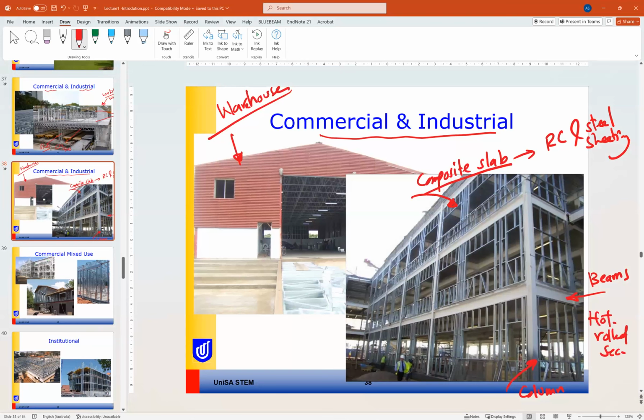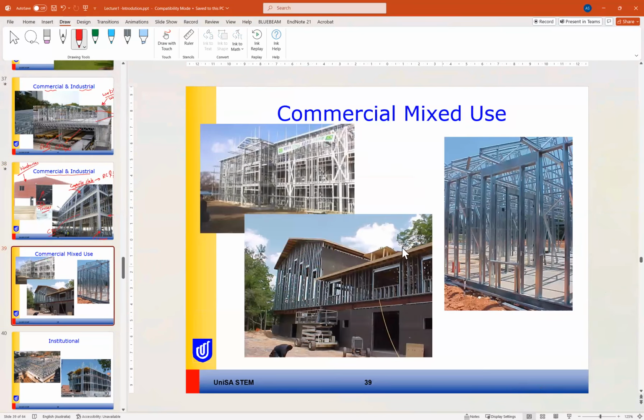Okay, so we can also have a mix between the structure sections, like beams and columns, the main structure elements from hot rolled, and other elements from cold formed steel. Okay, here as well, we have the roof from cold formed steel trusses. Okay, another example here is commercial mixed use.